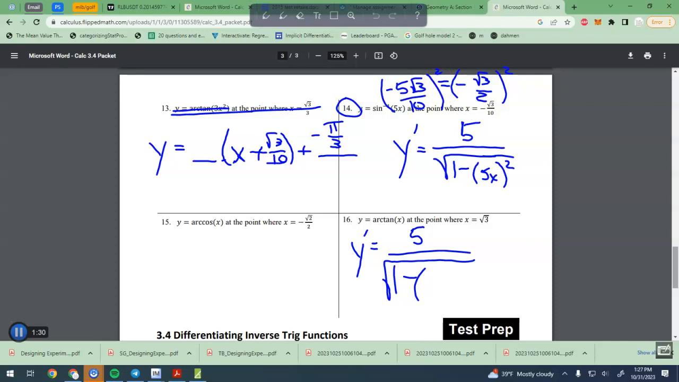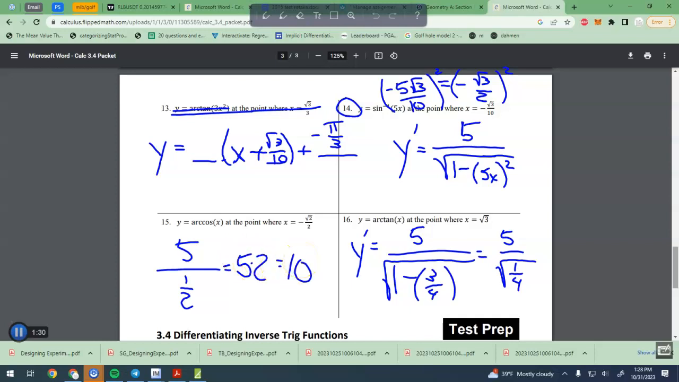So if I square that, negative squared is positive, so that's not going to be there anymore. What's root 3 squared? 3. What's 2 squared? 4. So this is 3/4. So that's 5 over the square root of 1 minus 3/4, which is 1/4. Can you tell me what the square root of 1/4 is? Half, because a half times half will give you 1/4, right? So that's really 5 divided by a half, which is really 5 times 2, which is 10.